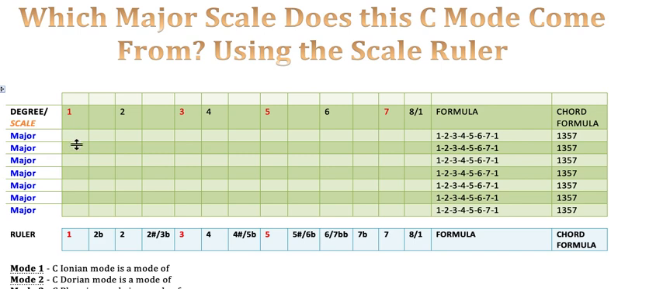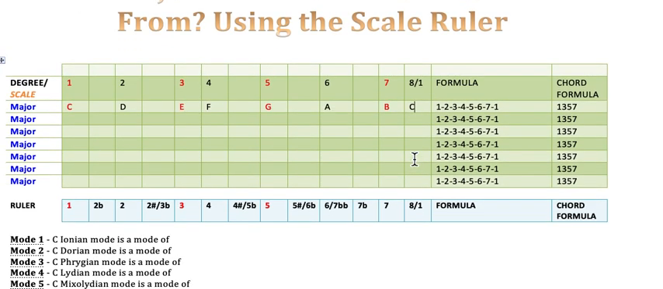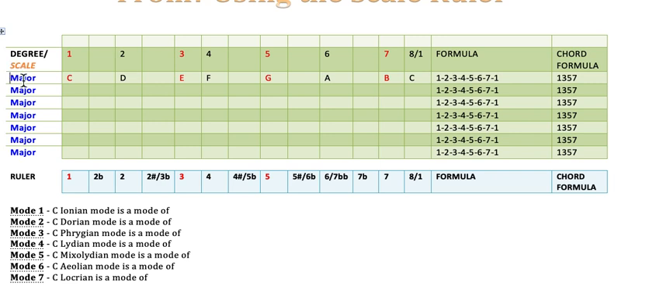For C Ionian mode, you know that that's the first mode, so you put C here, and then you create a major scale from here. C, the next one is D, E, F, G, A, B, and back to C. So it's obvious that the C Ionian mode is the first mode of the C major scale.